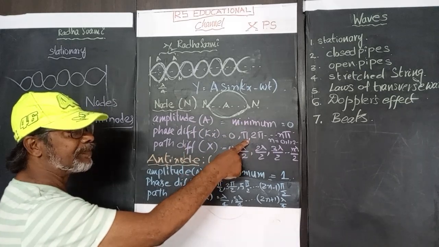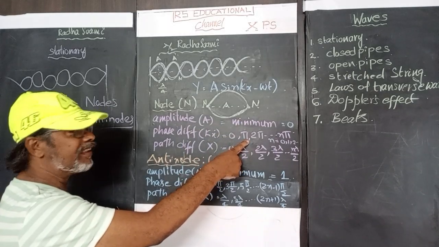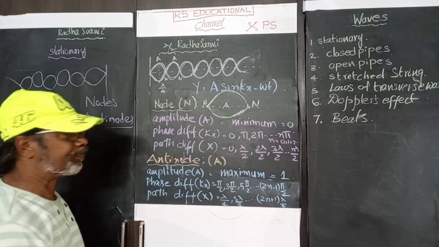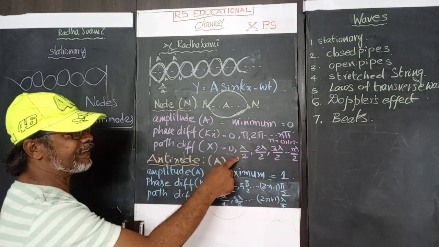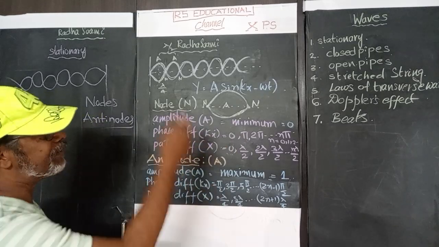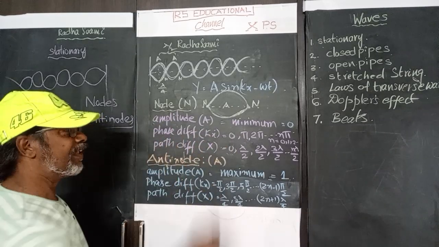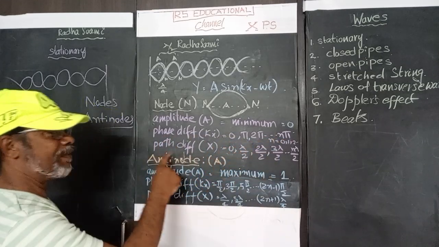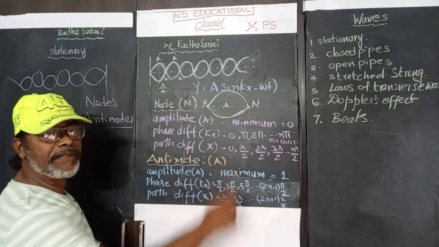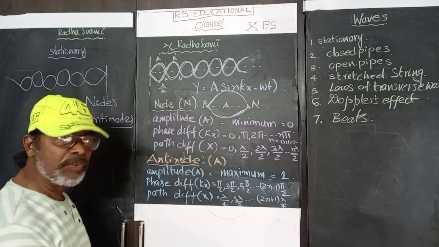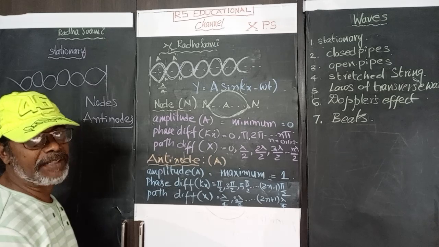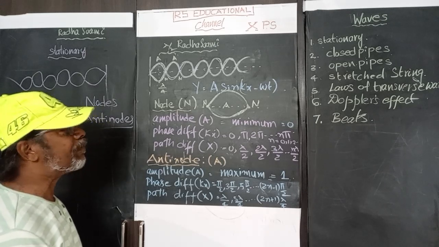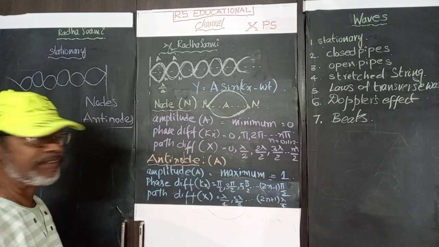If the phase difference is pi, then the path difference is lambda by 2. How we get this, we will see later. So phase difference is 0, pi, 2 pi and so on, n pi. Then the path differences are 0, lambda by 2, 2 lambda by 2, 3 lambda by 2, 4 lambda by 2 and so on, n lambda by 2, where n is equal to 0, 1, 2, 3 and so on. This is about the characteristics of nodes.